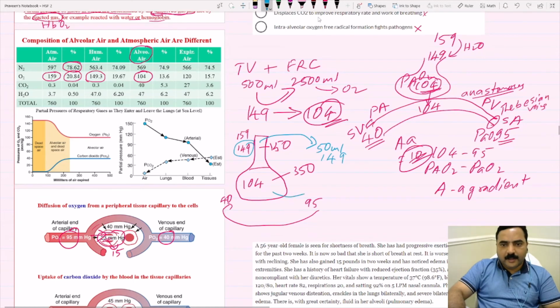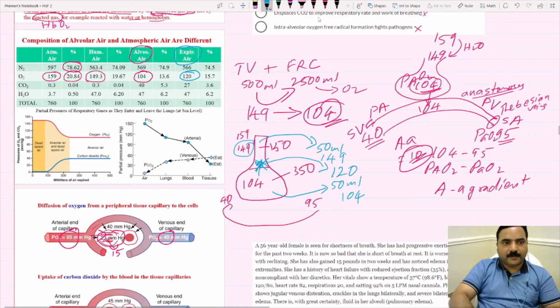But if you are taking the air that is coming out from here, that is 50 ml, what will be the partial pressure? 104. But when it is coming out, there will be mixing happening over here. So this air will be a mix of these two values, 149 and 104. So the expired air partial pressure will be around 120. So this will show around 120.